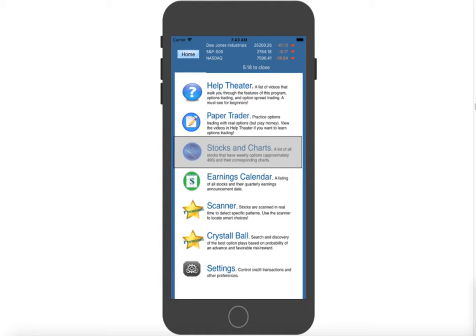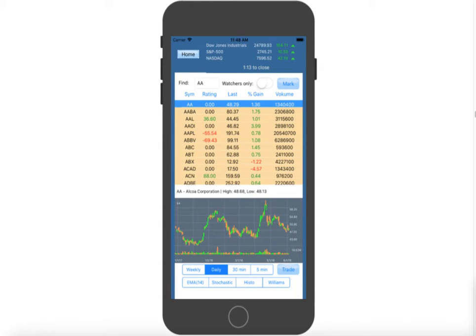Okay? Now, the one you'll be using the most often, in my opinion, is stocks and charts. That one right there. And what comes up when you tap it is a list of all available stocks that the app supports. Now, how many is that? Well, it turns out we support all stocks that have weekly options that expire each week. That's about 450 stocks. So they're all there in that list. That list is scrollable.